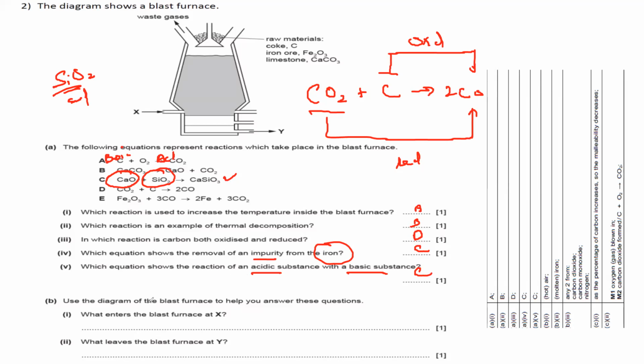Then use the diagram of the blast furnace to help your answer to these questions. Which substance entered the blast furnace at X? So normally what we do, we add hot air from the bottom. And which substance leaves? So hot air is added from the bottom, carbon is added from the top. They react, then iron is there at the bottom. So we have an impure iron or pig iron which we take out from the furnace. So which substance leaves? So impure iron, or we can also say iron leaves the furnace at Y.